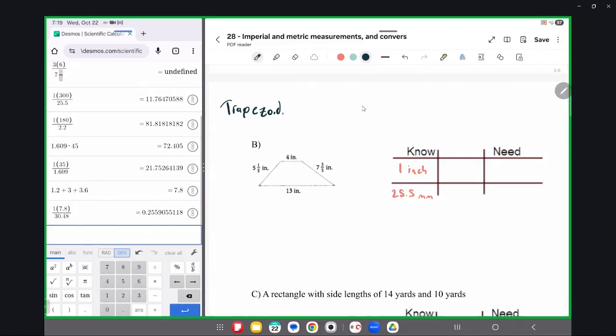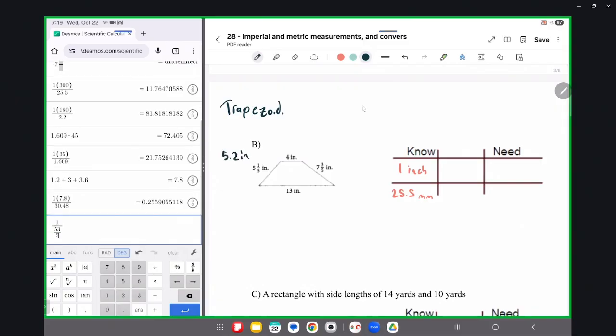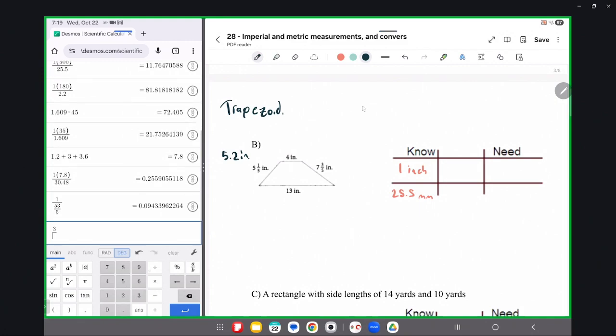So if I take 1 divided by 5, that's going to give me 0.2. So this 5 1/5 of an inch becomes 5.2 inches. The 7 3/5 of an inch becomes 3 divided by 5 is 7.6 inches. So this trapezoid has lengths around the outside of 5.2, 4, 7.6, and 13 respectively.